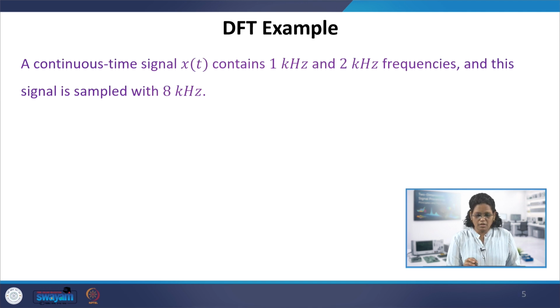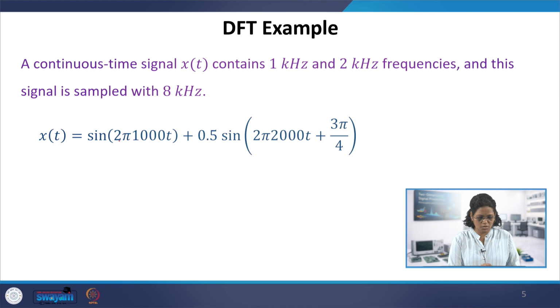We take an example. Suppose a continuous time signal x of t. You can note down this contains 1 kilohertz and 2 kilohertz. Obtaining its DFT coefficients and visualizing what representation it is giving in the frequency domain will be demonstrated through this example. So the signal contains a 1 kilohertz frequency, also a 2 kilohertz frequency, and this is sampled at 8 kilohertz. Suppose we express this in terms of sinusoidal signals, sin 2 pi 1000 t plus 0.5 sin (2 pi 2000 t plus 3 pi by 4).